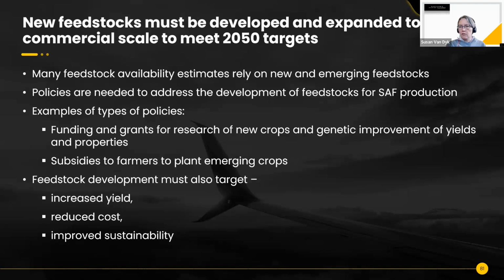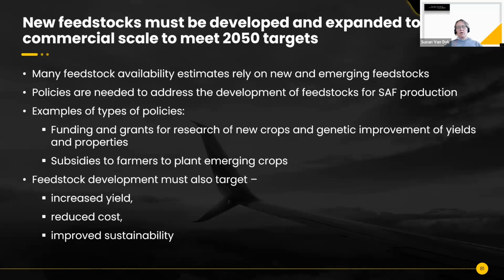And I think this is what, in the US SAF Grand Challenge, one of the challenges that they recognize is that we need to develop new feedstocks and expand their commercial scale production to meet 2050 targets. Because many of the feedstock availability estimates rely on new and emerging feedstocks, not just the oilseed crops, but if you think of the miscanthus and the switchgrass and so on, they can be used, but we just don't have the scale of plantations. So targeting challenges and actually looking at how policy and incentives can be used to get greater production of these feedstocks, because policies are definitely needed.